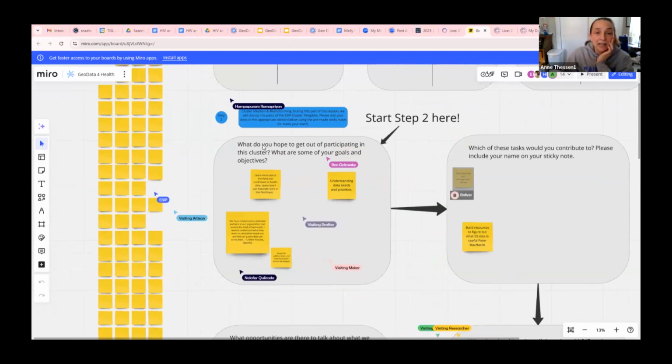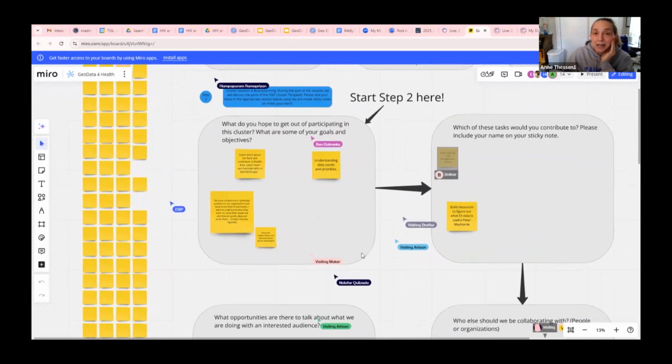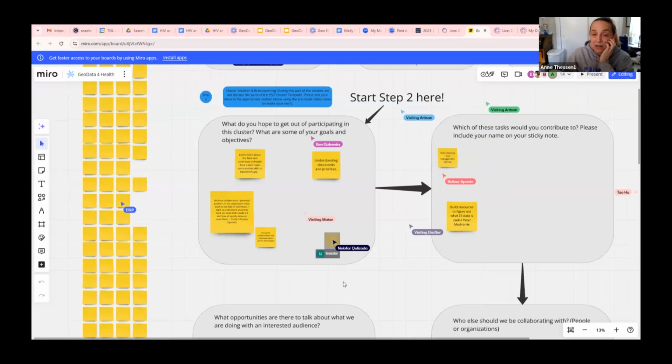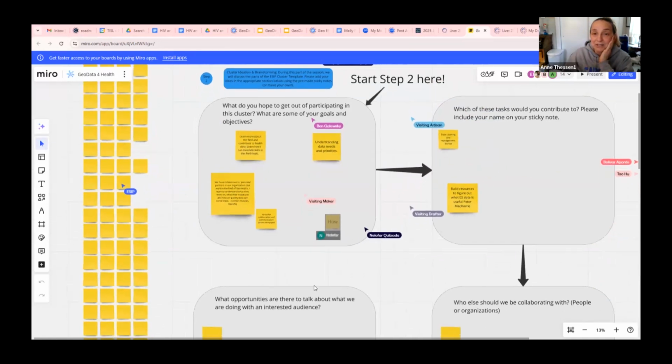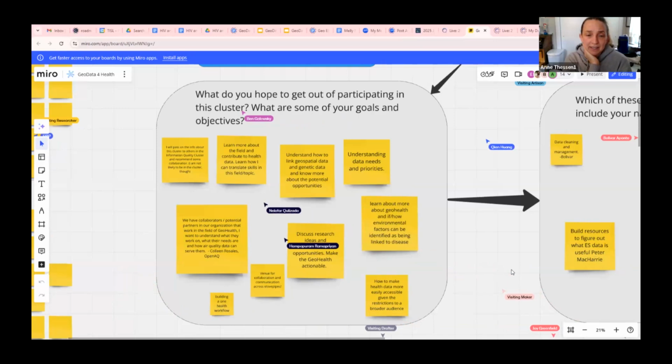So the first question here is, what do you hope to get out of participating in this cluster? What are some of your goals and objectives? So I'll give people a few minutes to reflect, some quiet minutes to reflect about what you might want to put in here. And then we can talk through some of it. I see people are going ahead, which is fine too. Okay, it looks like people are done with their stickies here.